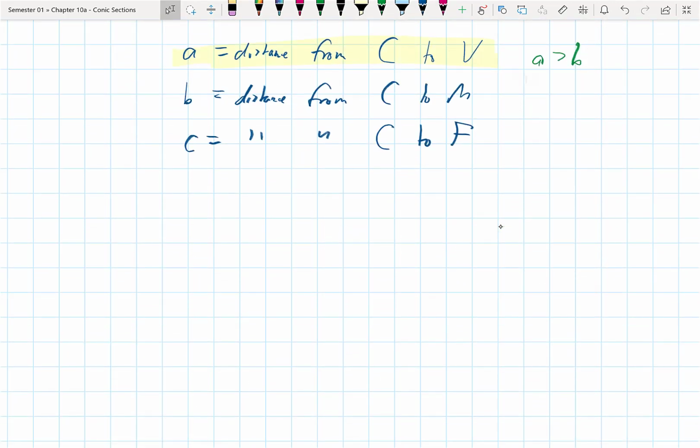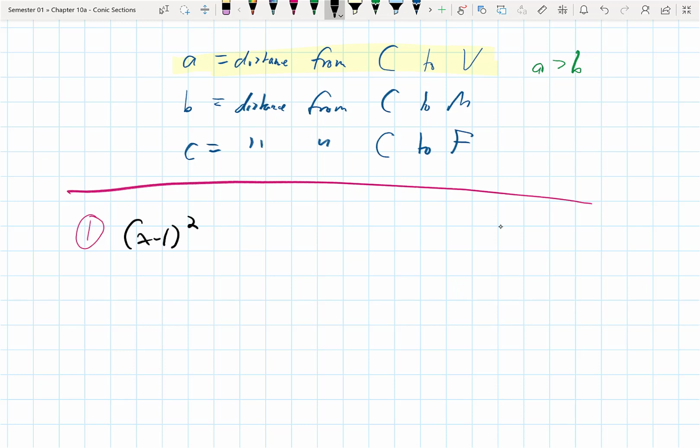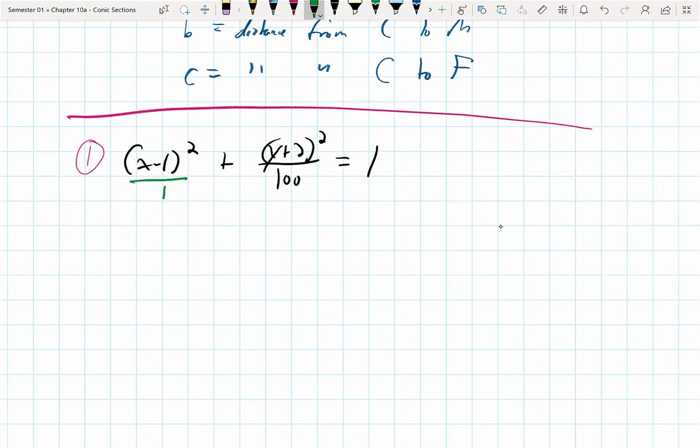So we're going to define one more quantity here in a minute, but I want to graph an example of this. So I'm going to graph (x minus 1) squared plus (y plus 2) squared over 100 is equal to 1. And note that there's an invisible over 1 here.